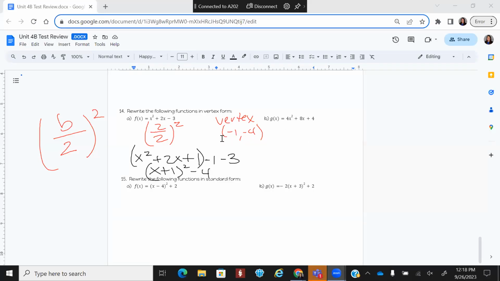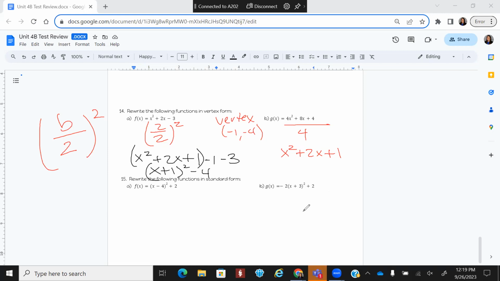Okay, you are going to make sure that you have it in standard form. You're going to take b divided by 2, square it. But before you do that, since a is bigger than 1, that does change things a little bit. Can I take a and divide it by everything in here? Yes. So what is 4x squared divided by 4? And then 8x divided by 4 is what? And then 4 divided by 4 is what? Okay, so what I did was, because a was bigger than 1, I had to divide it all the way through.